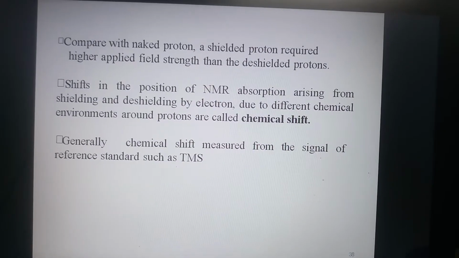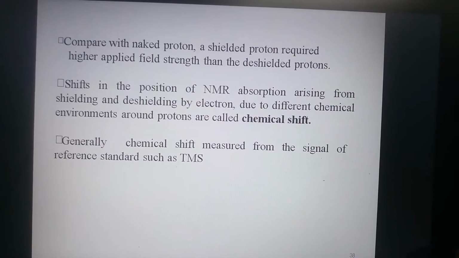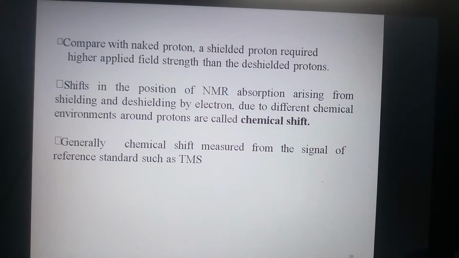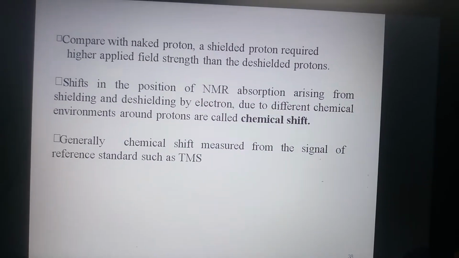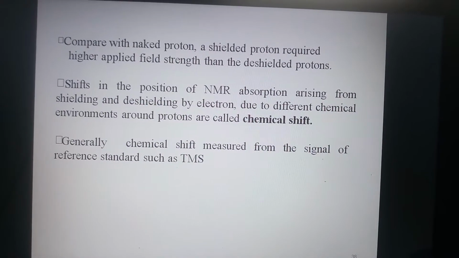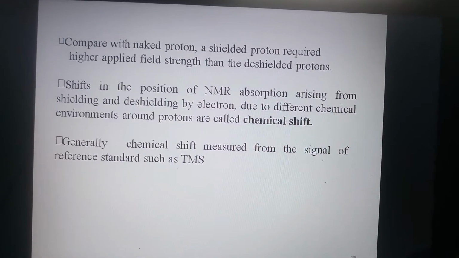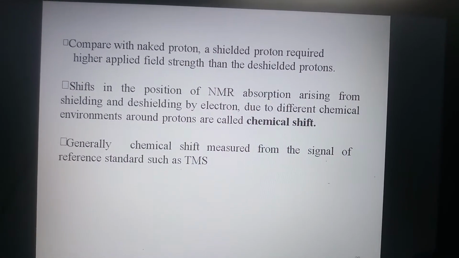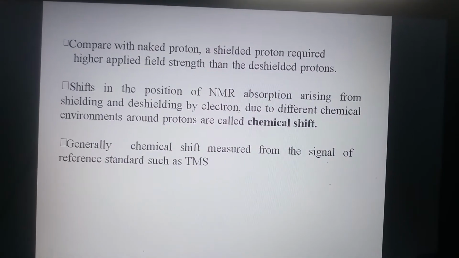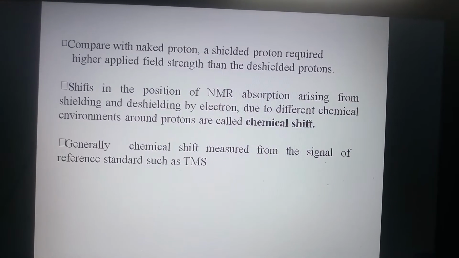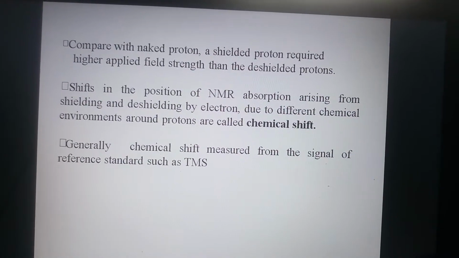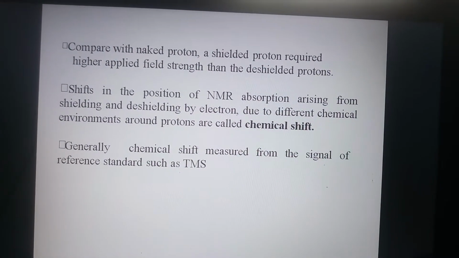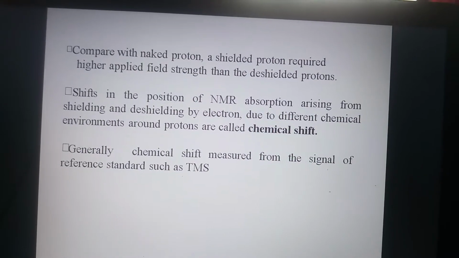Compared with a naked proton, a shielded proton requires a higher applied field strength than the deshielded protons. Shifts in the position of NMR absorption arising from shielding and deshielding by electrons due to different chemical environments around the proton are called chemical shift. Generally, chemical shift is measured from the signal of reference standards such as TMS.